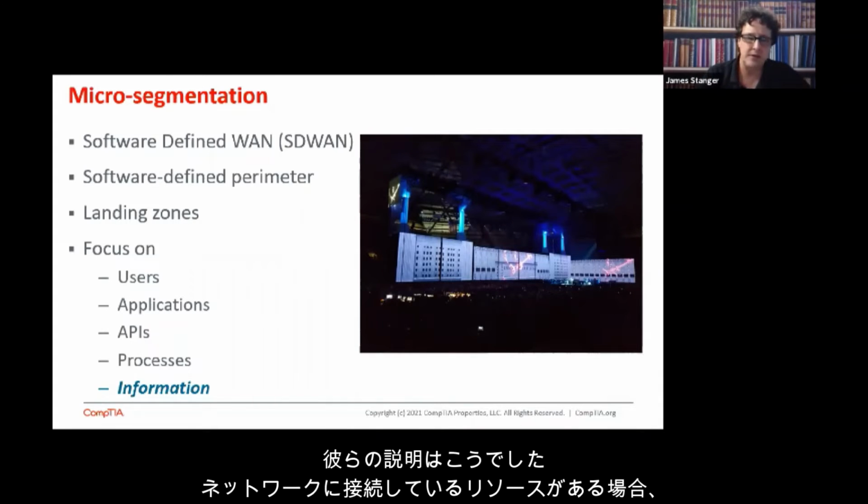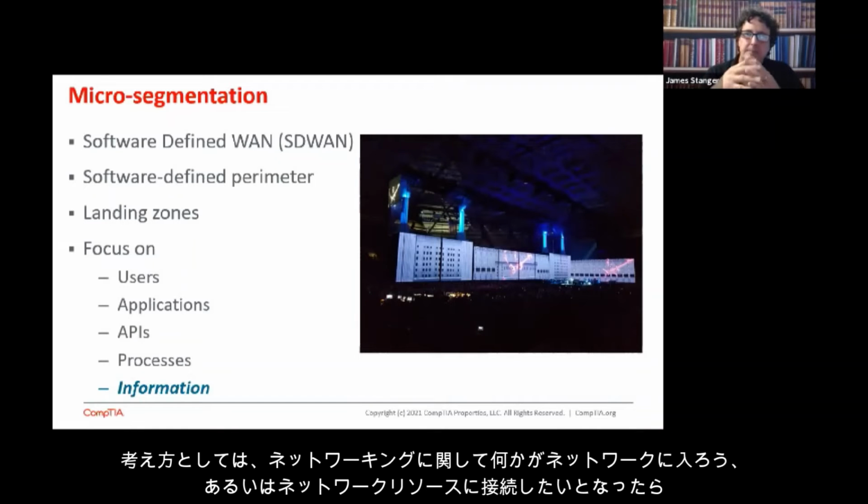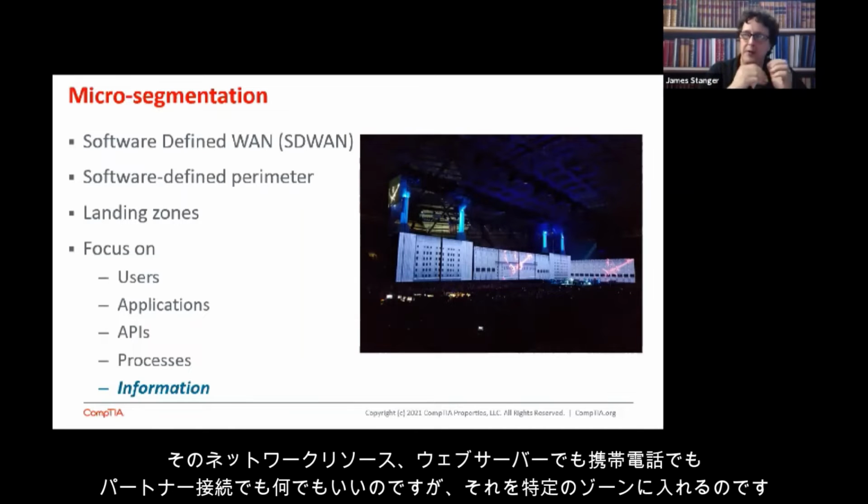And they basically described it to me as this: whenever you have a resource that connects to the network, for example, a mobile phone, this is my mobile phone. The idea is that when it comes to networking, something enters the network or wants to connect to a network resource. And now what we do is we put that network resource, that web server, that mobile phone, that partner connection, whatever you want to talk about, into a specific zone.